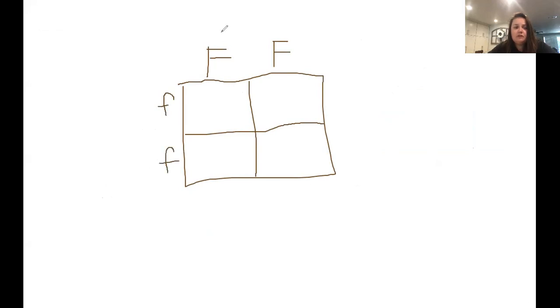The first box, let's change our color here. Let's make it red. So this F is going to get dropped into this box and into this box. This F is going to get dropped into this box and into this box. These ones, I'm going to use a different color now. Let's say, how about green? This one is going to go to this box, and it's going to go all the way across to this box. This one's going to go here and all the way across to here.